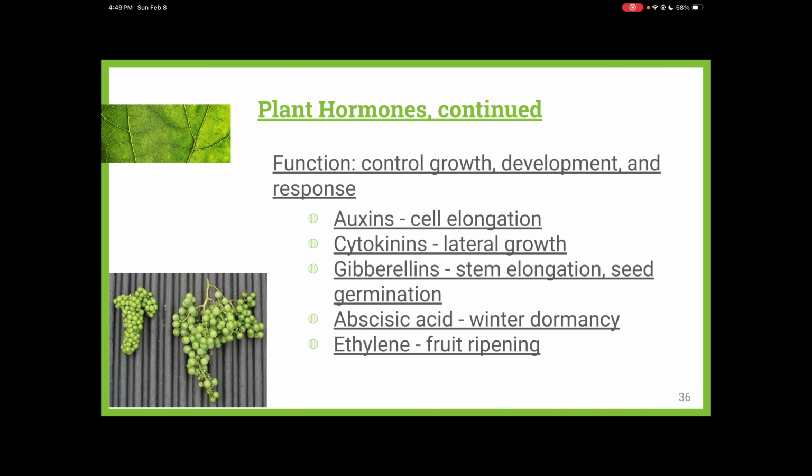Okay, so their functions are multiple. They can control growth, development, response. Here's a bunch of them. Auxins. Auxins are the ones you'll probably see referenced the most. If a plant, for example, always has a light source that's on one side, it will start to grow in that direction.